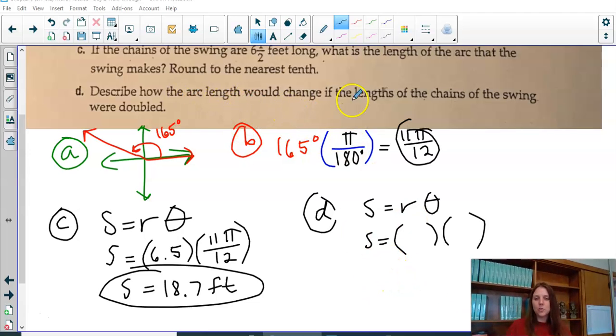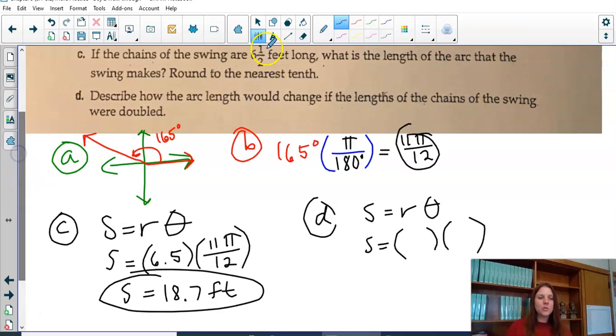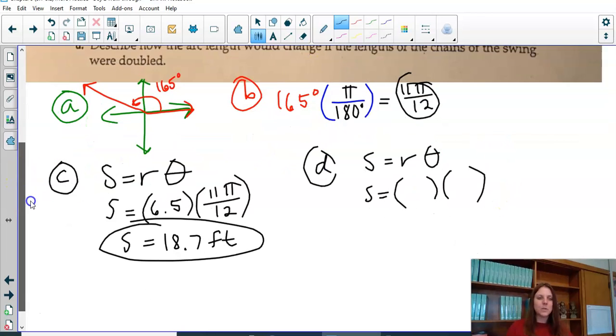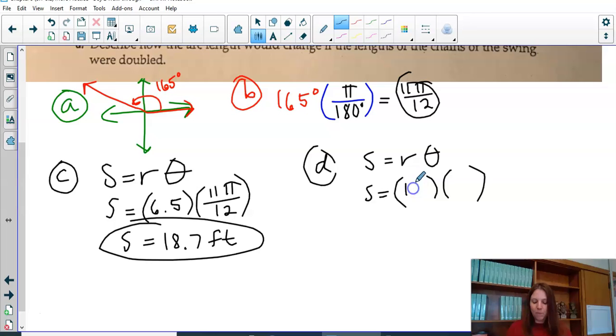How would this answer change if we double the lengths of the chains of the swing? Well, the swing chains are 6.5 feet long. So if we double that, 6.5 times 2, that would be 13 feet. Let's see what would happen if we have double the length of the chains. We would still have that same angle.